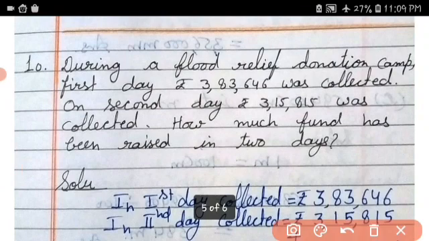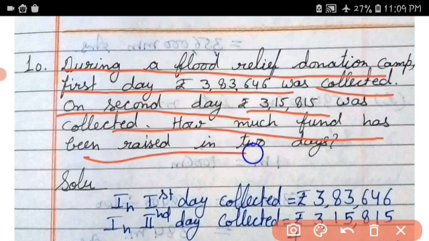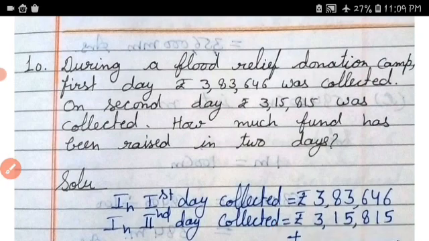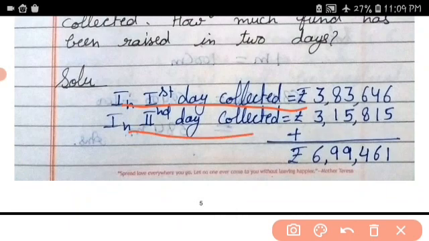Question number 10. During a flood relief donation camp, on the first day 3,83,645 was collected. On the second day 3,15,815 was collected. How much fund has been collected in 2 days? Now first day collected and second day collected. Plus sign here. So the answer is 6,99,461.